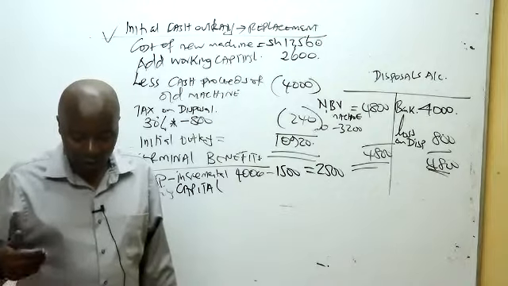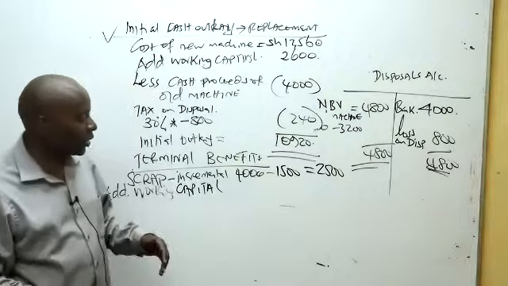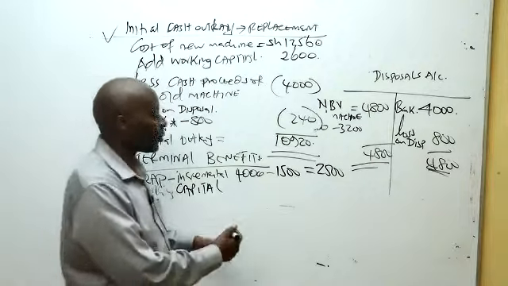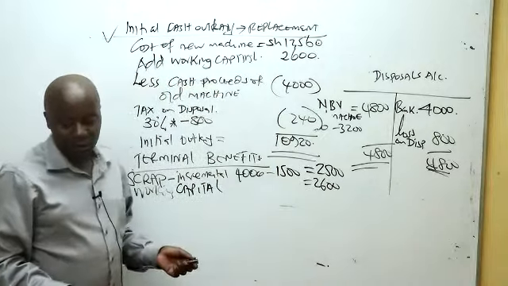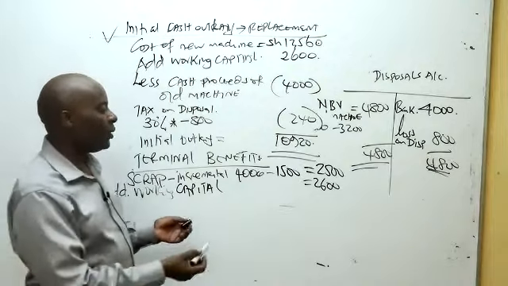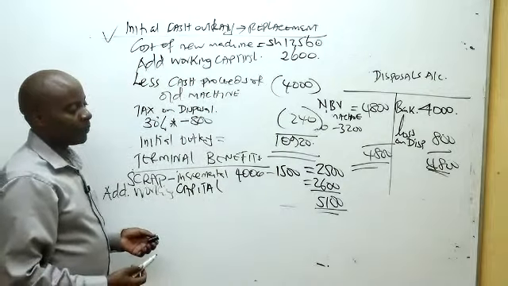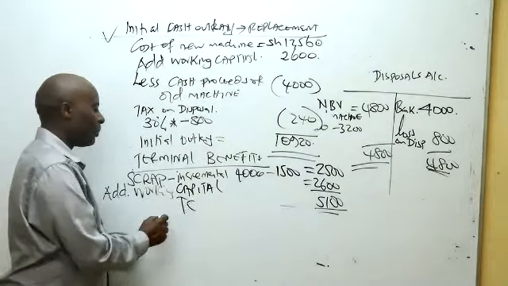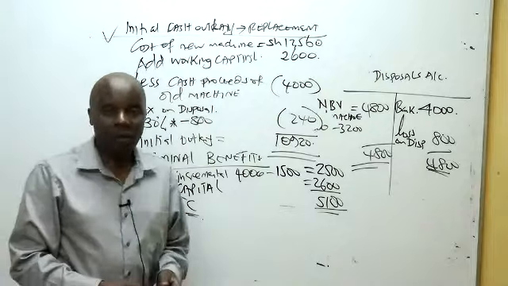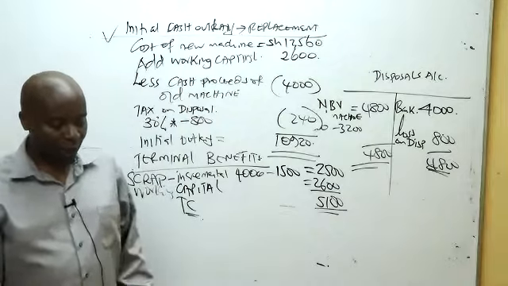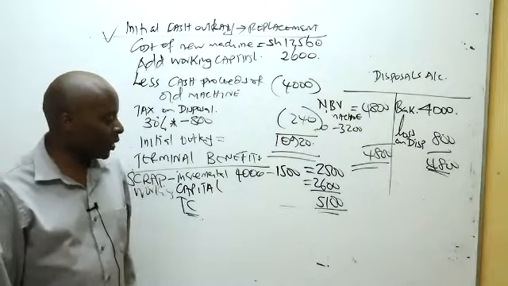The new machine will also require an additional increase in working capital. You can see it's already an increase. So the increase, don't subtract there, it's an increase. So we have what there, somebody? 2,600. And that will be the total cash flow, which is 5,100. So this is what we call the TC, the terminal cash flow. The terminal cash flow is 5,100.